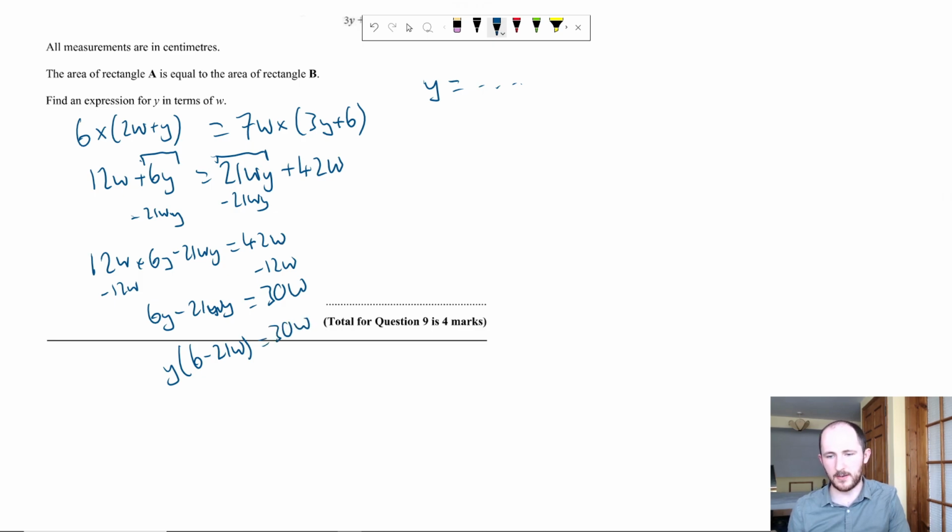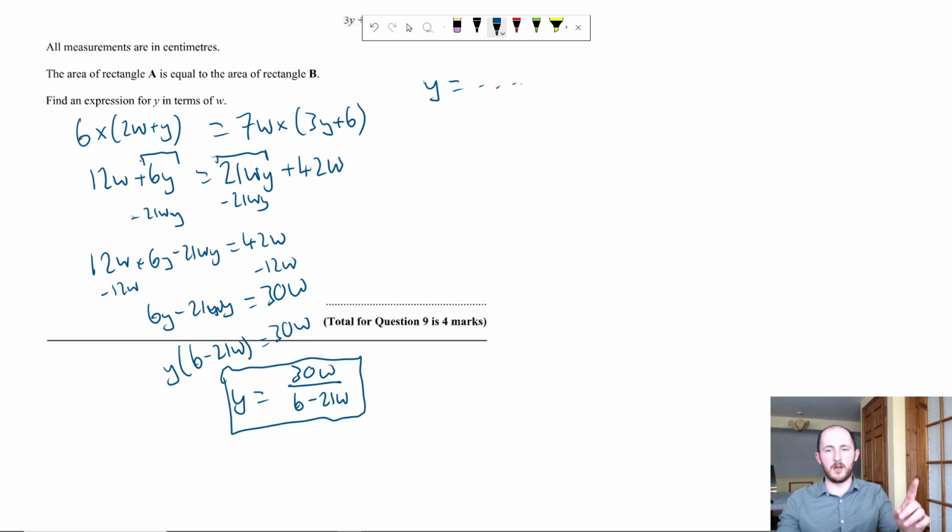So lastly, but certainly not least, you have y is equal to 30w over 6 minus 21w. If you put the w's and the y's on opposite sides to me, you're going to get the opposite signs. So you'd have minus 30w and you'd have minus 6 plus 21w. That is actually also the exact same thing and you get the full marks for it. So just keep that in mind. If all of the signs are the opposite, that is totally and utterly a-okay.